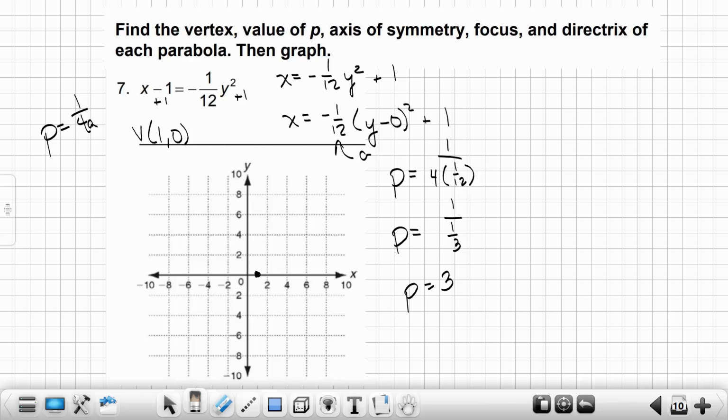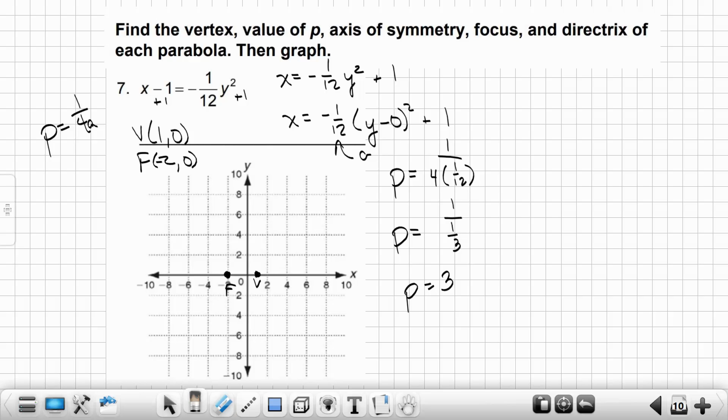Now, this is a horizontal parabola, correct? Because it's x equals, and it's got a negative. So which way does it open? Opens to the left. Are we okay with that? So therefore, if it opens to the left, my focus is 3 to the left of that dot. There's my focus. So what is the coordinate of my focus? -2, 0.